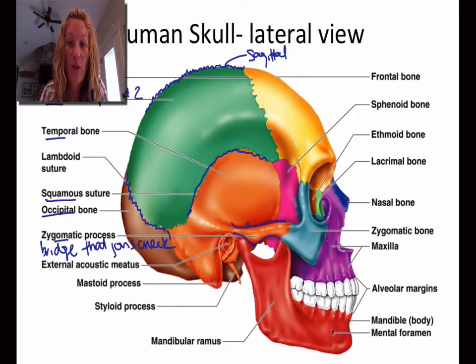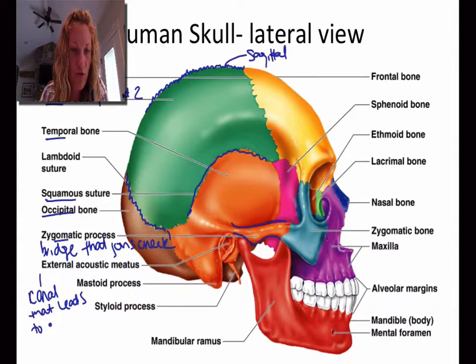So the zygomatic process is the bridge of the temporal bone that joins to the cheekbone. Okay, then we have the external acoustic meatus, and that's going to be right here. The external acoustic meatus is the canal that leads to the middle ear and to the eardrum.